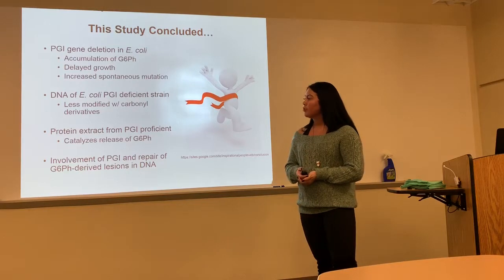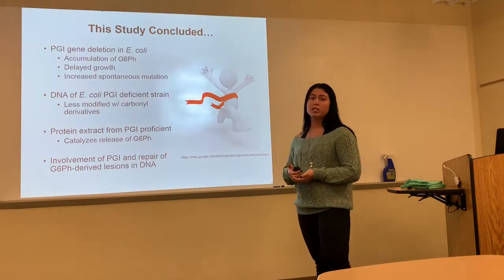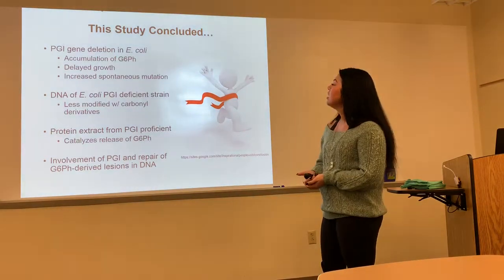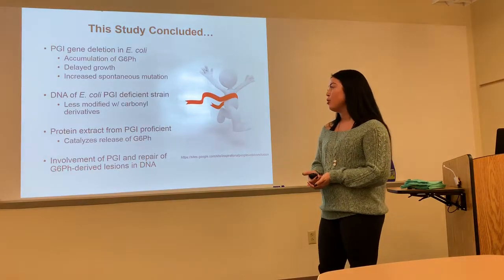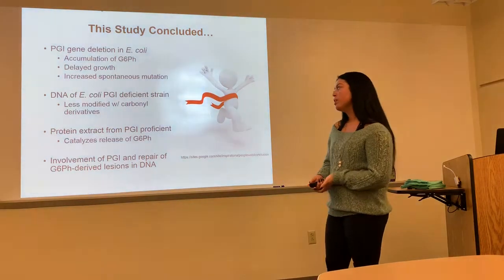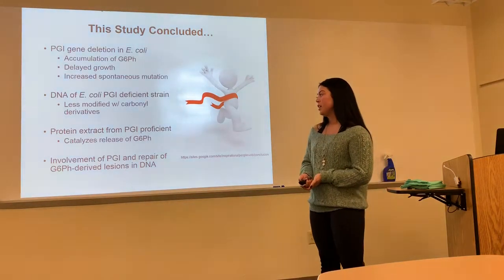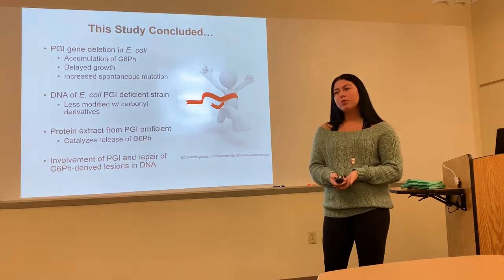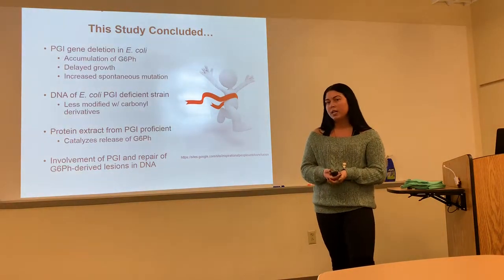And then the protein extract from the PGI proficient strain, so where the PGI gene was still in the E. coli strain, did catalyze the release of G6-phosphate, which they did hypothesize. So the last thing was the involvement of PGI and the repair of G6-phosphate derived lesions in DNA. They know that they do play an involvement with each other, but they aren't sure what exactly that is.